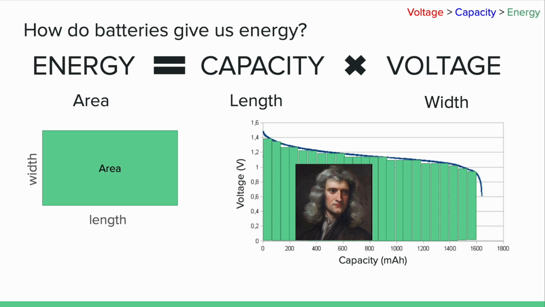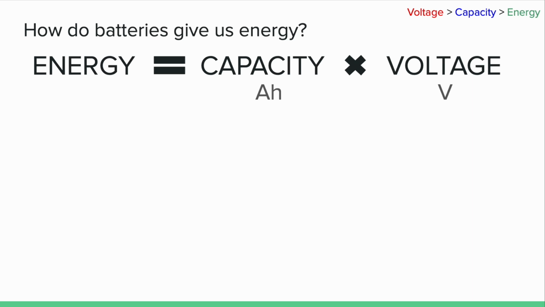You may be wondering, if I'm multiplying capacity times voltage, but I said that we use amp hours for capacity instead of coulombs, how will that get me to joules? Well, it won't, but it will get you to watt hours. Well, what is a watt?